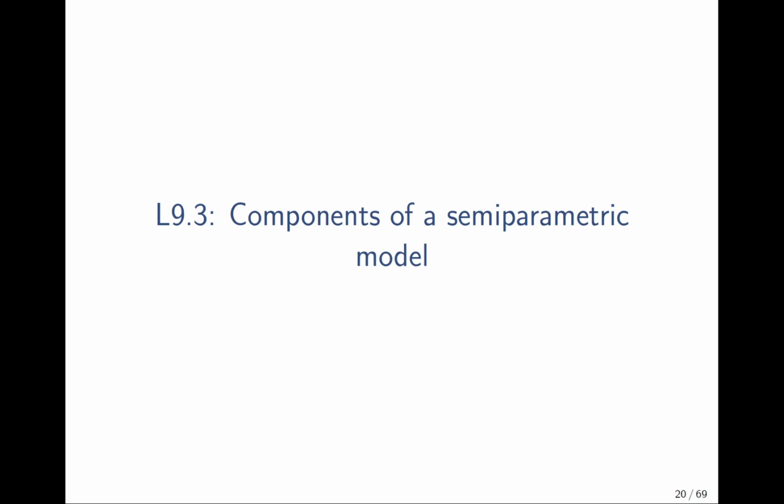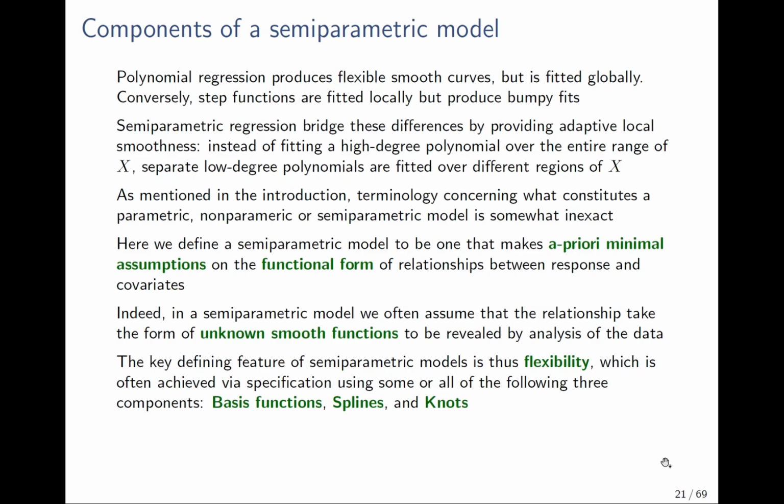Before we look at specific semi-parametric models, I want to introduce the general components that a semi-parametric model is derived from. So we've just looked at polynomial regression. We've seen that it can produce flexible, smooth curves, but it's fitted globally. We talked about that. Conversely, the step functions are fitted locally, but they produce bumpy fits.